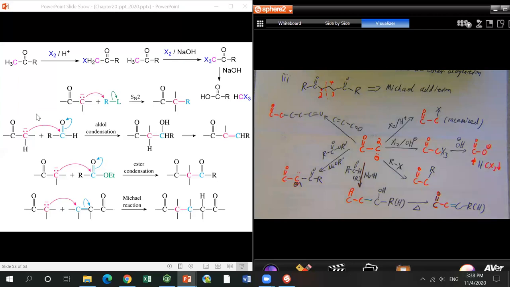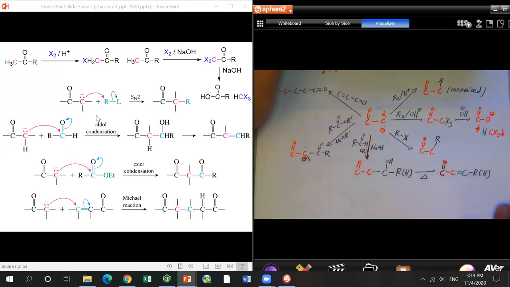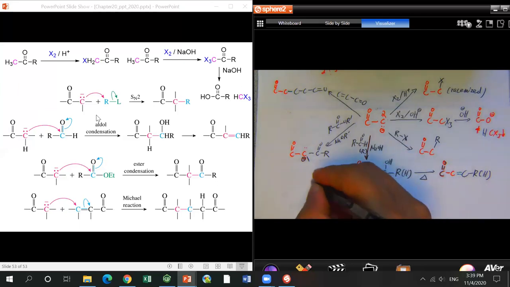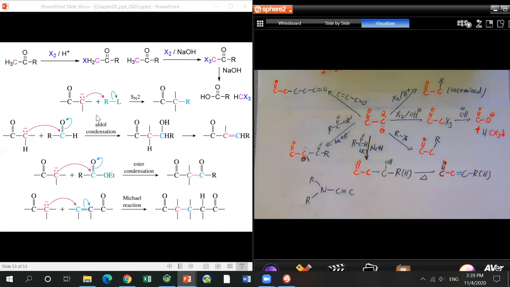That's pretty much all the reactions we learned in chapter 20, also shown here. And there's one actual reaction we just learned today. We call it the enamine as a nucleophile, which does all kinds of reactions. This one is pretty easy.